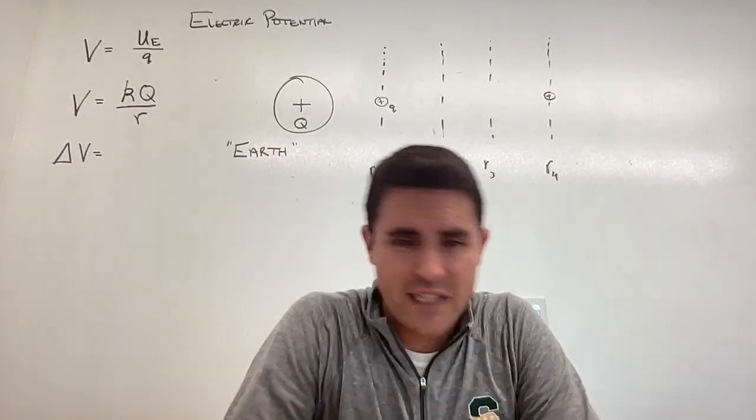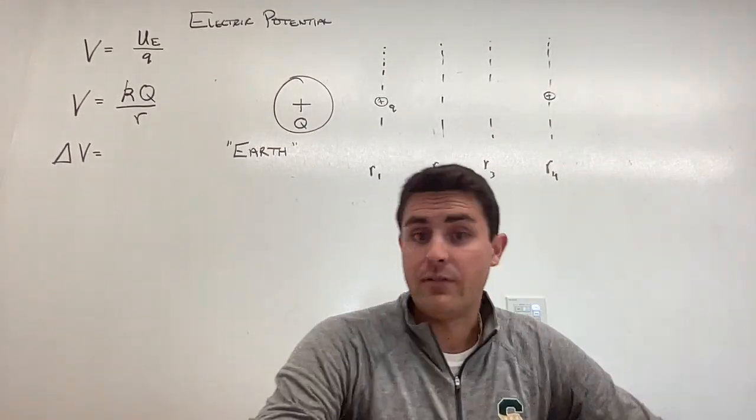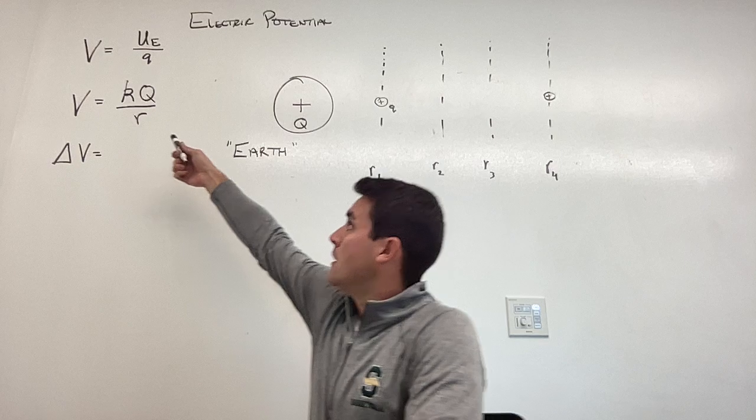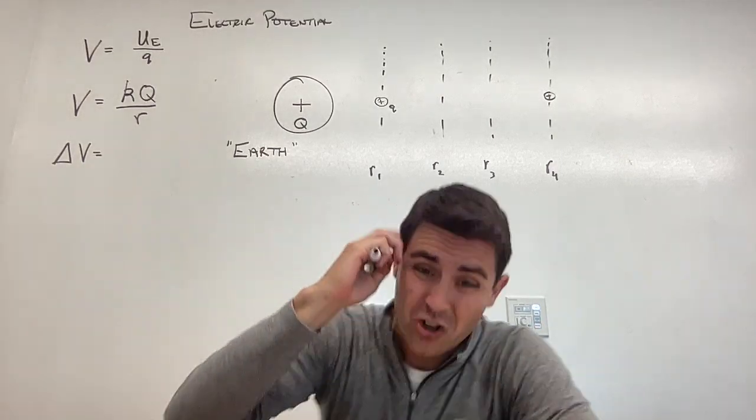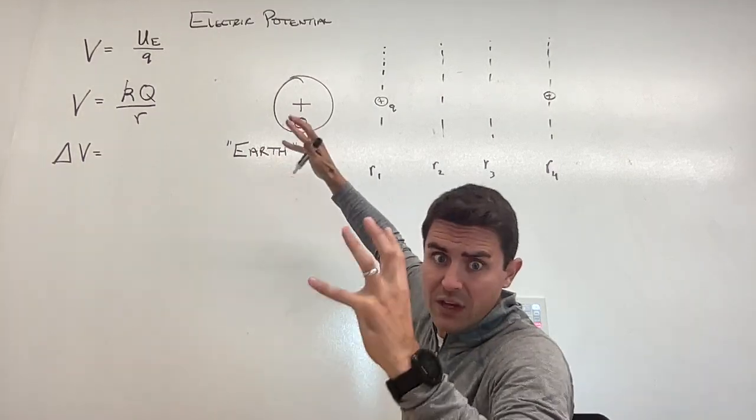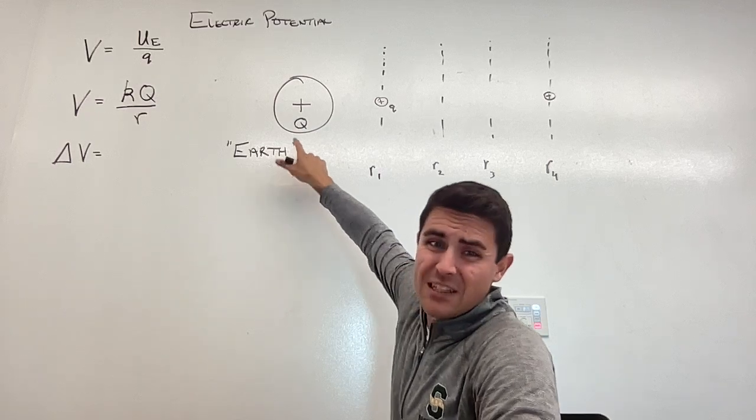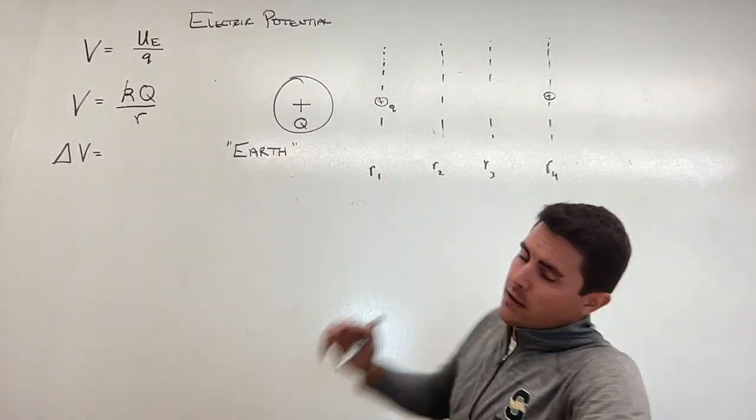Voltage, or electric potential, the ability to have electric potential energy, is equal to the charge itself, the Earth, the big thing attracting or repelling something, divided by the distance you are away. This is incredibly similar to gravitation.